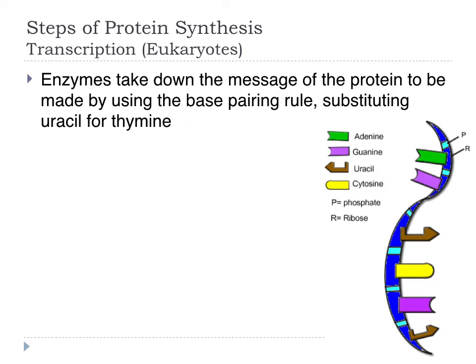Enzymes take down the message, substituting uracil for thymine. There's another picture right there. So we have DNA. These are the base pairing rules for DNA: A equals T, G equals C. This is what I want you to write down as soon as you get your test.